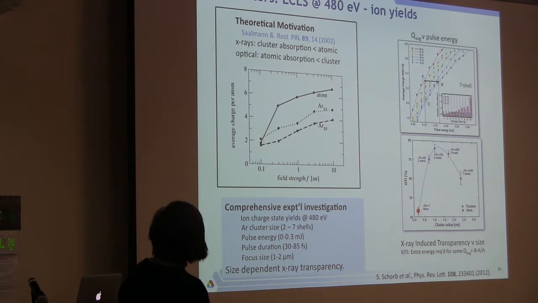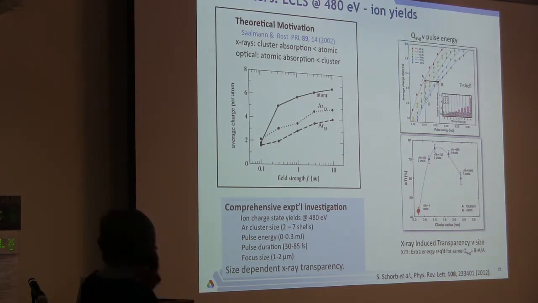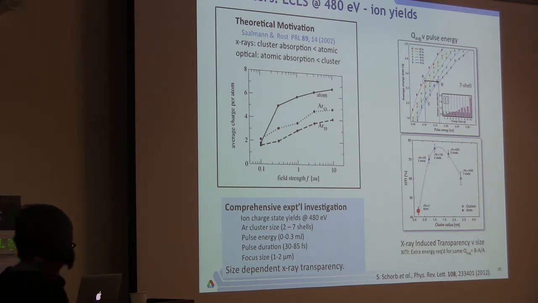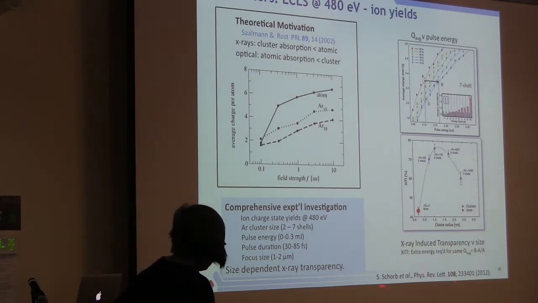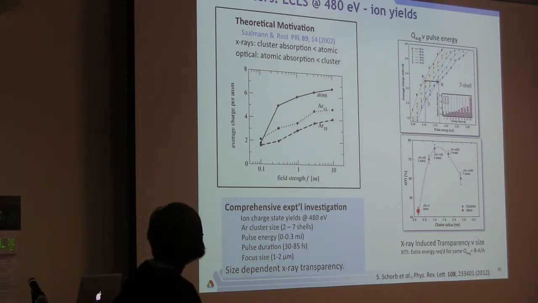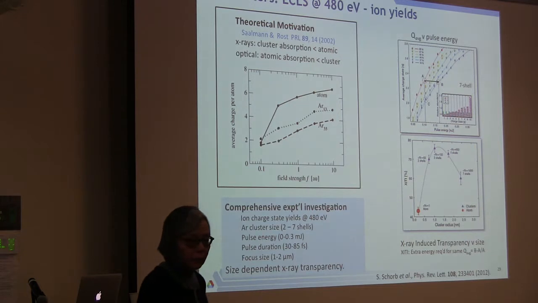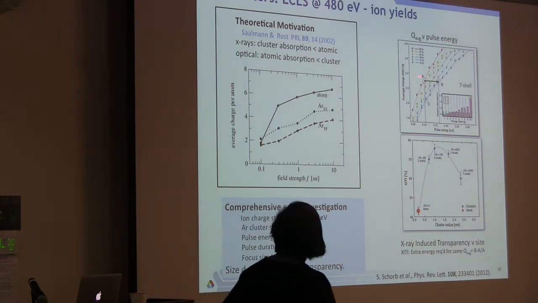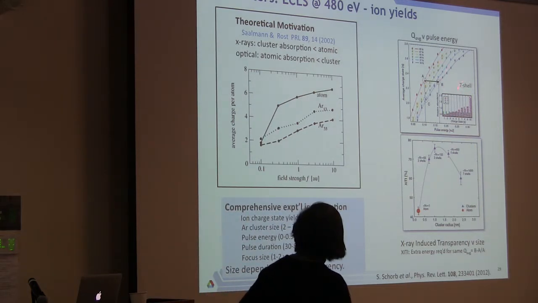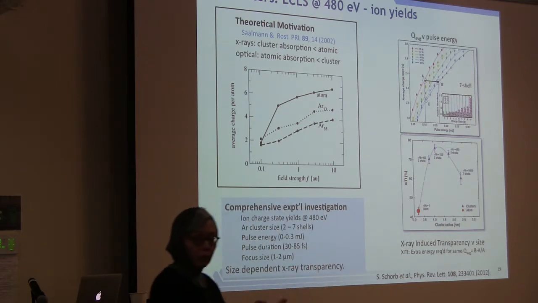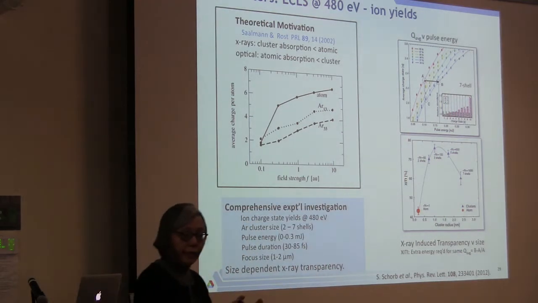And there were these comprehensive experimental investigations early on at the LCLS, actually also with Christoph and Sebastian Short, and they measured this average charge state versus pulse energy for a family of different pulse durations. This happened to be for a 7-shell argon cluster that has about 1,500 atoms in it.